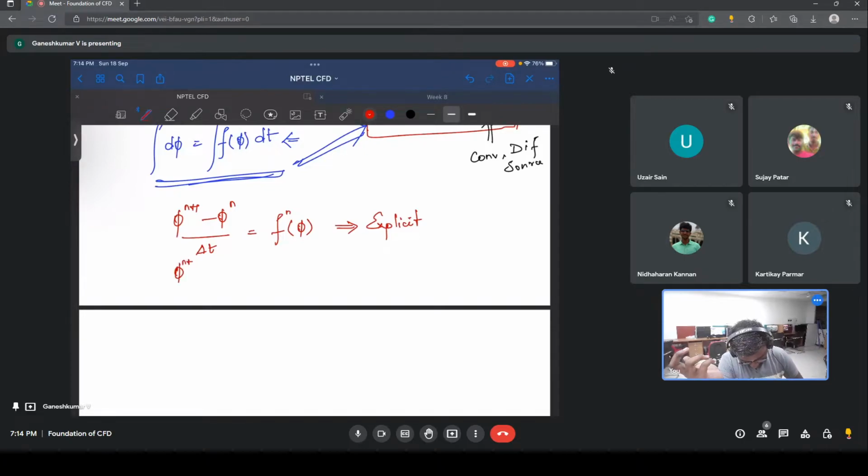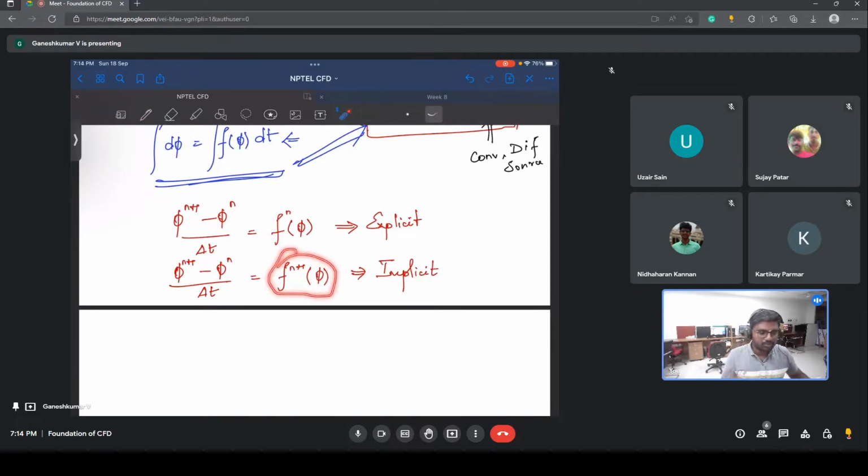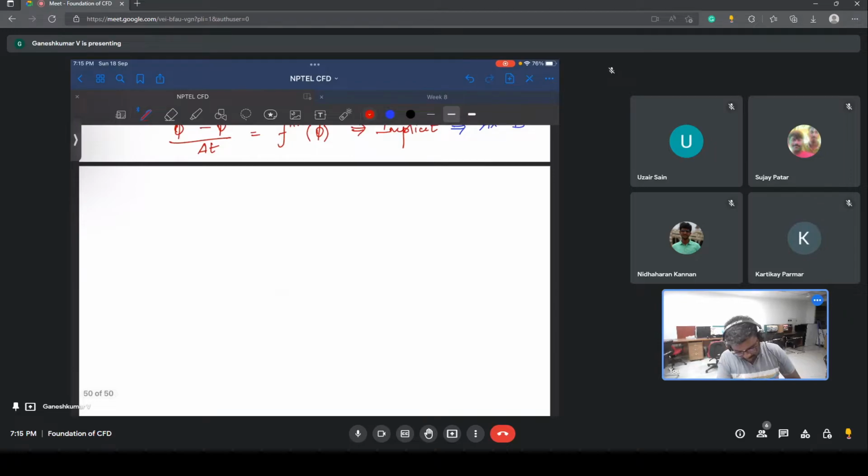Similarly, if you evaluate that function at the n plus 1th time step, then this is called an implicit scheme. Because here this is also unknown, because you don't know the value of phi at n plus 1, and you also don't know the value of phi at n plus 1. So you have a lot of unknowns here. This will lead to your system of Ax equal to b. So maybe you work out this problem.